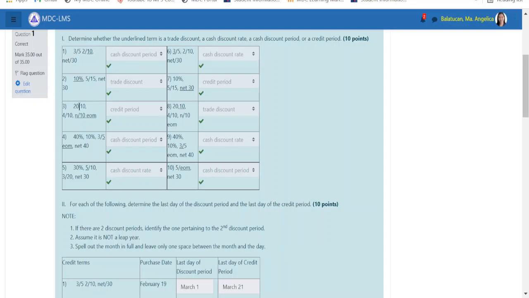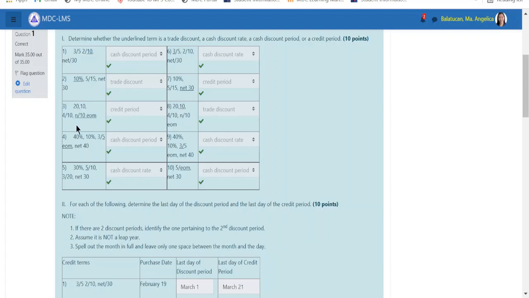So we have the first set of questions for exercise 1, which includes the following instruction. Determine whether the underlined term is a trade discount, a cash discount rate, a cash discount period, or a credit period. So we have number 1, the underlined item is 10. This is under the slash, so that is 2 over 10. So this is a cash discount period. Then we have number 2, we have 10%. This is a trade discount.